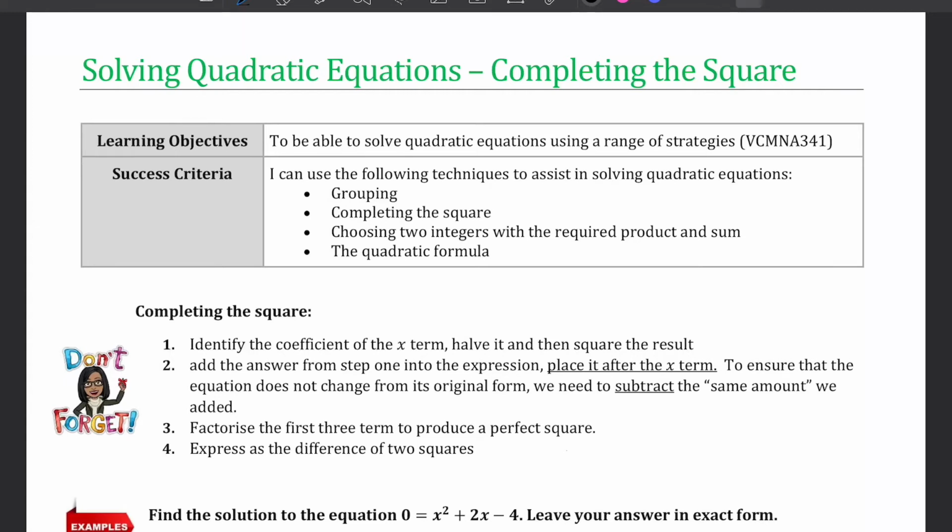So what we're going to do now is solve quadratic equations by using the completing the square method. Now recall that we were introduced to completing the square when we were factorizing quadratic equations and expressions. So here the learning objective is to be able to solve quadratic equations using a range of strategies, focusing exclusively on completing the square for this video.